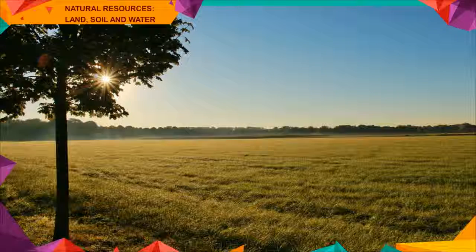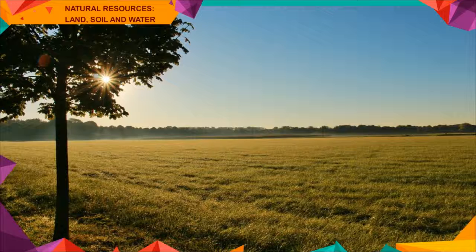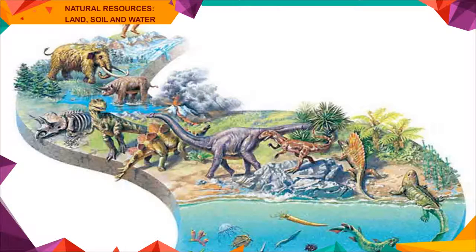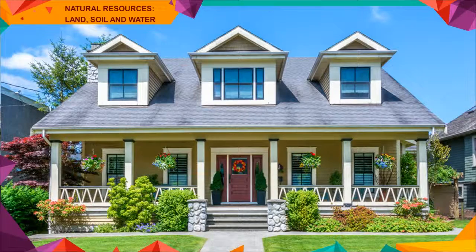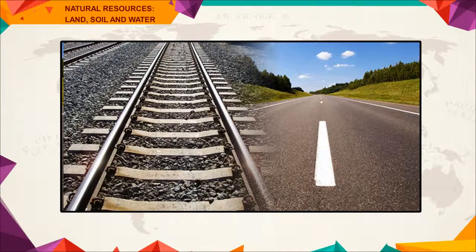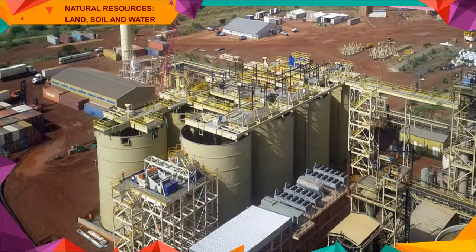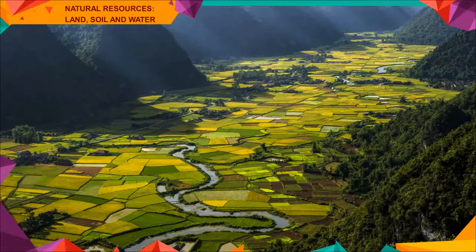Land. Land is the most important natural resource as human beings live on it. All the living beings find food and shelter on it. We also build our homes on it, construct roads and railway lines, set up industries, and do mining on it. The land surface is not uniform. We find a variety of landforms on it. These landforms vary in shape and size.